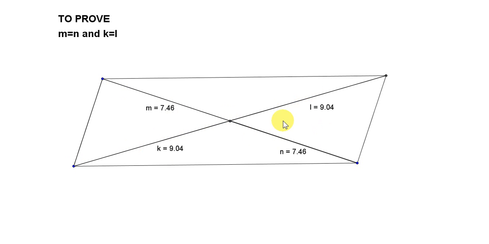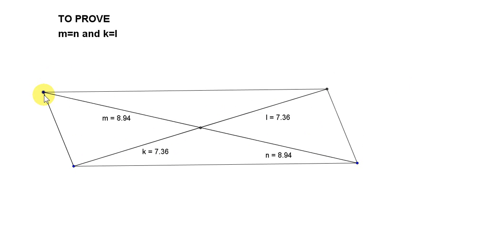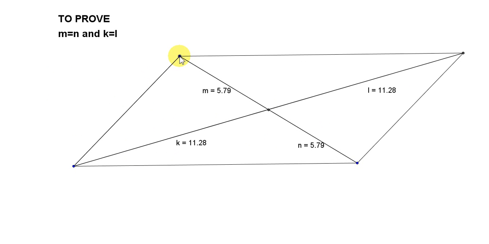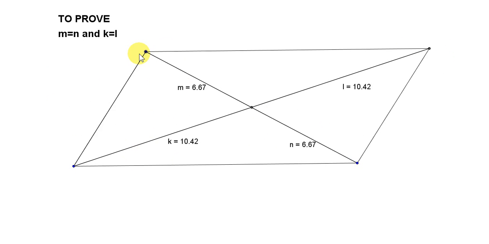I can show you the values here to show that if indeed we've drawn a parallelogram, the diagonals do bisect each other. And I have this shape set up so that whenever I move it around, it's always a parallelogram. And you can see that m is equal to n and k is equal to L. Anyway, let's prove this.